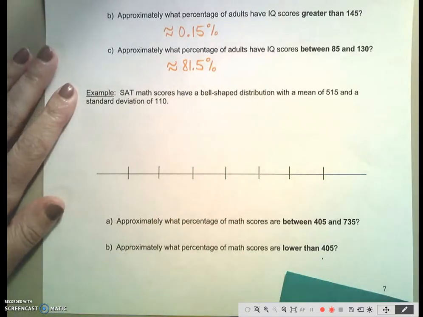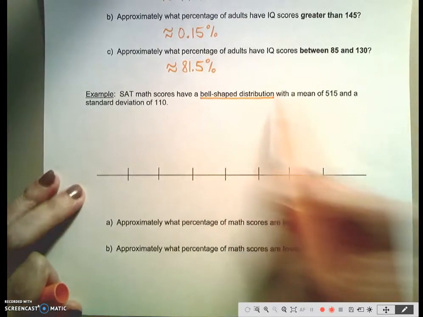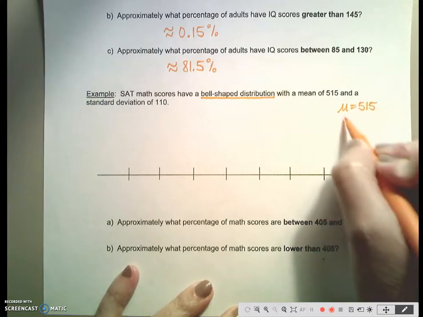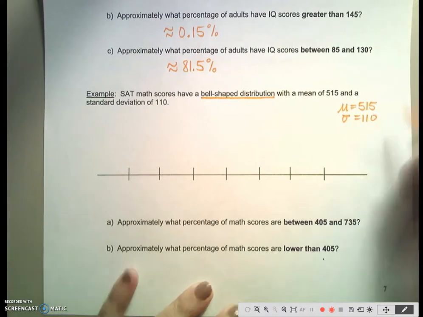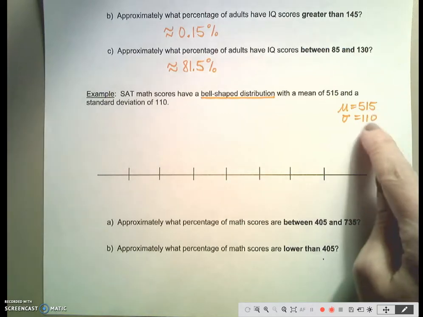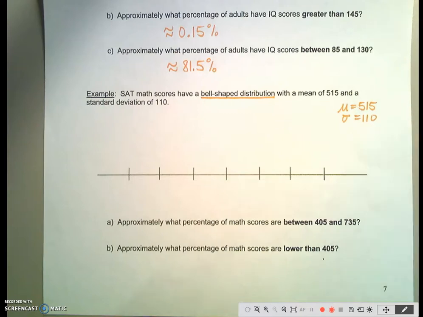SAT math scores have a bell-shaped distribution. See there, it said it again, bell-shaped distribution. This time, the mean is 515 and the standard deviation is 110. Again, we're talking about all SAT math scores, so I'm using population notation. Notice how huge the standard deviation is. That's because there's a ton of variation with SAT math scores.